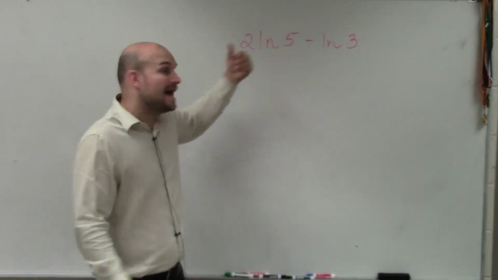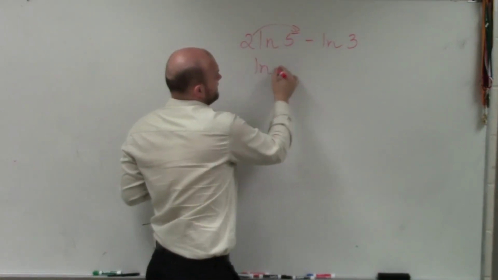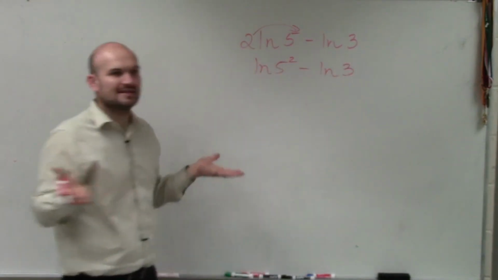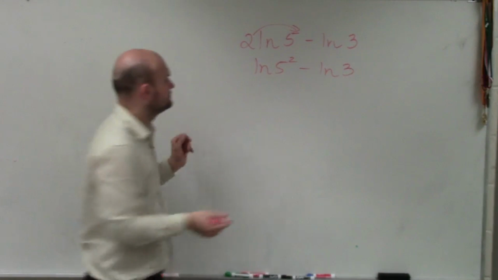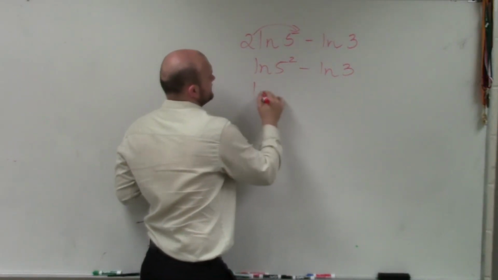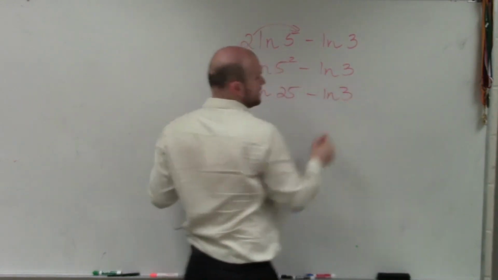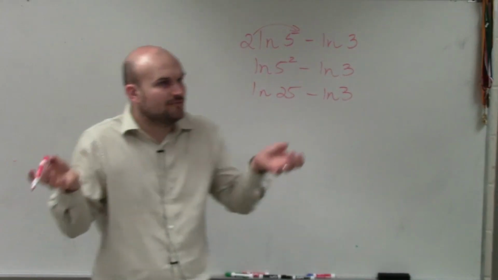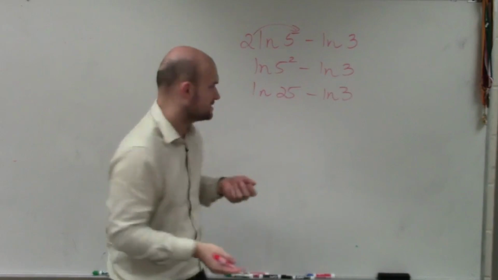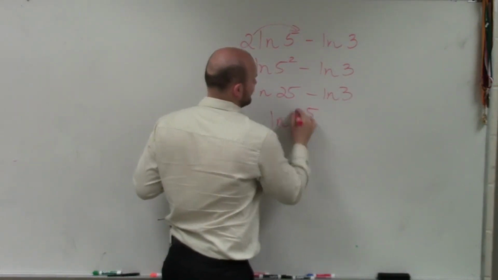In the last couple examples, what we looked at was always taking that power and bringing it in front. So now the first thing we're going to do is put that up there. So I have ln of 5 squared minus ln of 3. Now obviously, we can simplify 5 squared. So that becomes ln of 25 minus ln of 3. Now, how do you go from subtraction of two logarithms to one single logarithm? You have to use the quotient. So my final answer is ln of 25 over 3.